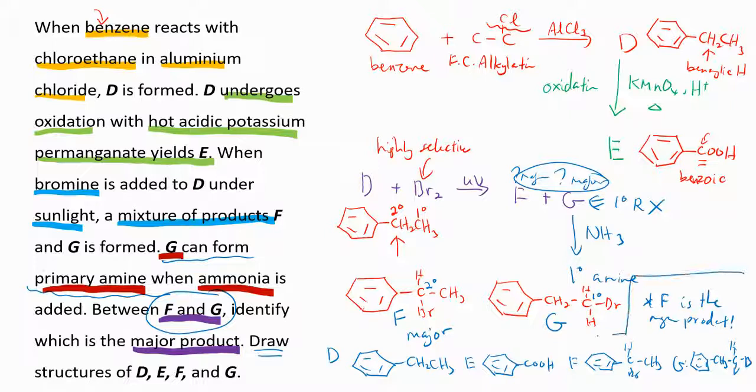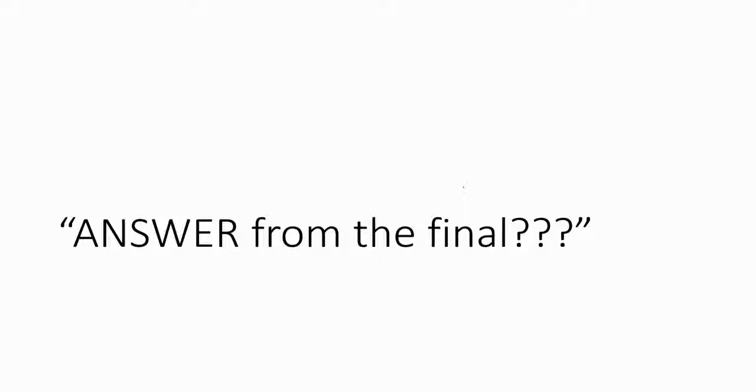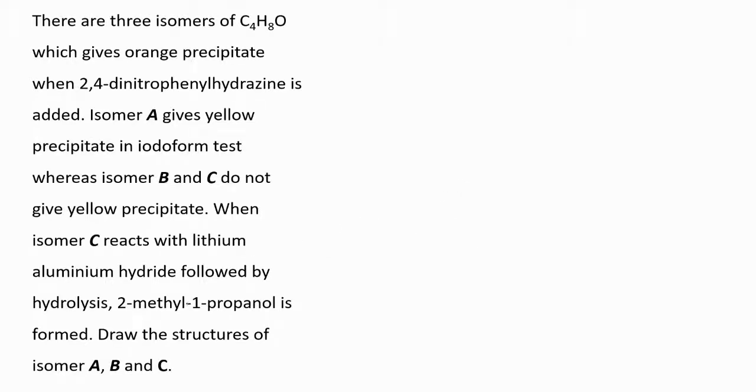So the answer is already given. I redraw everything. From here you can see, when you read all the questions, remember to write down all the equations one by one, and then look for the structure that you know the general formula of, or you know the structure for sure. Then you can start from there. That's all for this part, deducing structure. What about answer from final? We will continue on the next one.